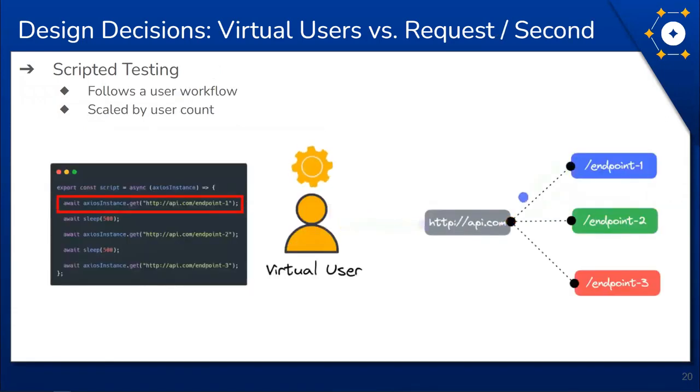Scripted tests, on the other hand, test an API as part of a defined workflow. A virtual user performs some scripted operations. For example, it may make requests to log in, fetch user data, make some database changes, and finally log out. These requests can have pauses in between or be made simultaneously, whatever most accurately represents how a user will interact with the API. The test load is then scaled by adjusting the number of concurrent virtual users. What happens with 1,000 concurrent users, 100,000 concurrent users, etc.